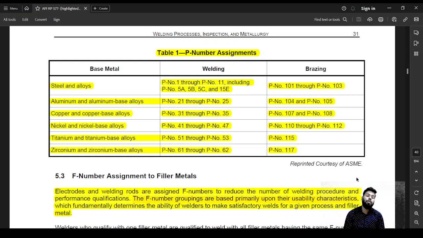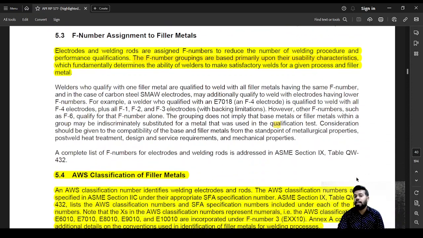Copper based alloys are going to be from 31 to 35. Nickel based alloys are going to be 41 to 47. Titanium based alloys are going to be 51 to 53. Zirconium based alloys are going to be 61 to 62. The same way how base metals are given P number, the filler metals are given F numbers.